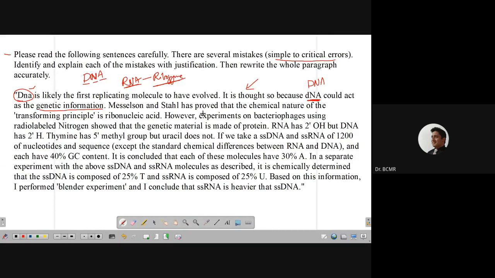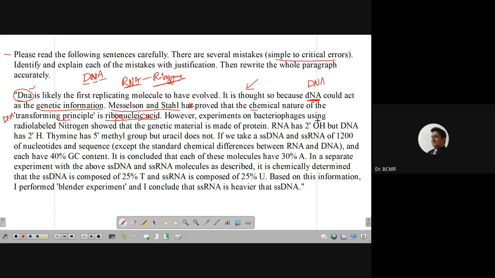Michelson and Stahl have proved that the chemical nature of the transforming principle is ribonucleic acids. These two scientists did not do that, right? Who are there? McLeod, McCarthy, and Avery. Those are the ones who have studied the chemical nature of Griffith's transforming principle, and they showed that it is DNA and not RNA.